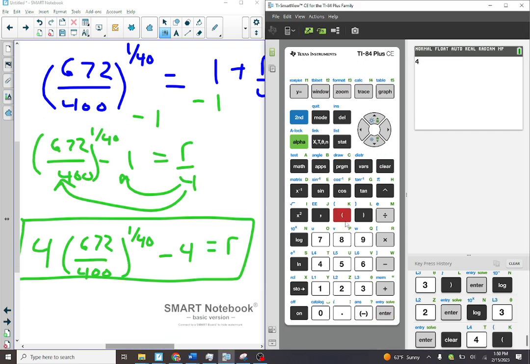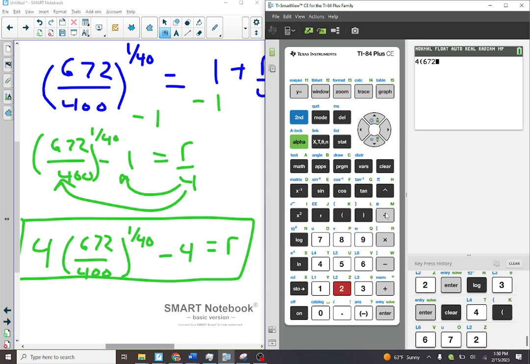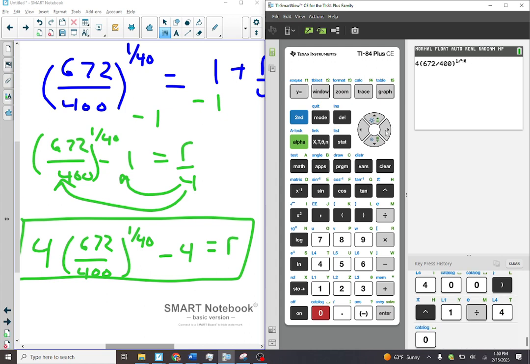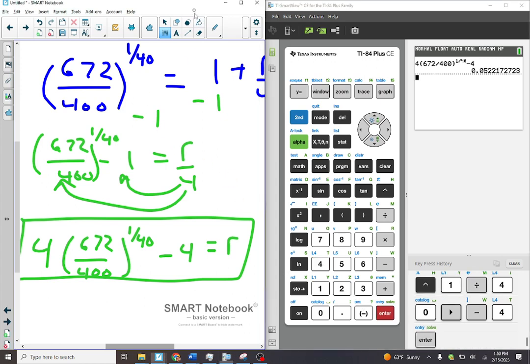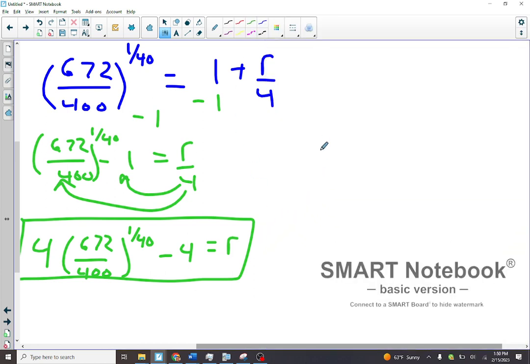So 4, parenthesis, 672 divided by 400, close parenthesis, to the power 1 divided by 40. Click right so you go off the exponent, minus 4. 0.0522. So R equals 0.0522. You have to change it to a percent, so you move it twice to the right. So your final answer is 5.22%.